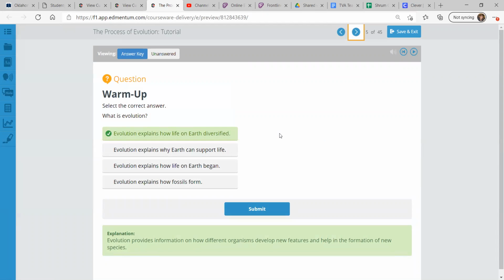Warm up: what is evolution? It explains how life on Earth diversified. It provides information on how different organisms develop new features and help in the formation of new species.